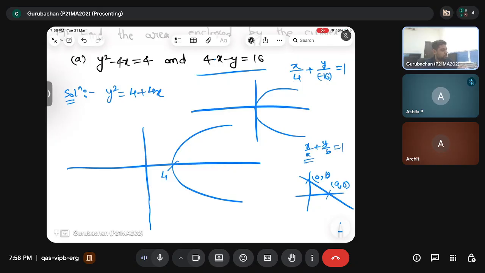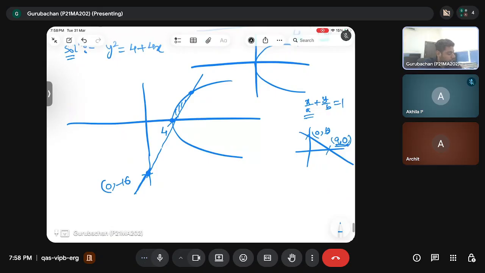And when a and b are positive, or when a is positive and b is negative, the quadrant will change accordingly. So here, what is the x intercept? It is positive, so obviously it will cut at 4 first of all. Again, what is the y intercept? That is minus 16, so 0 comma minus 16. So the line will start from here and it will cut the x-axis like this. Understood? Yes, sir.